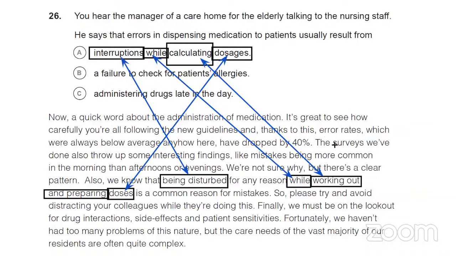So, the surveys we have done also throw up some interesting findings, like mistakes being more common in the morning. Mistakes more common in the morning than afternoons or evening. Later part of the day, no mistakes. In the morning, early morning, we are doing mistakes. But here, late in the day. Morning is early. Later part is after 12 o'clock, the mistakes will be less. Morning, if you are working, mistakes may be more. So that's what he's telling. So C is ruled out.